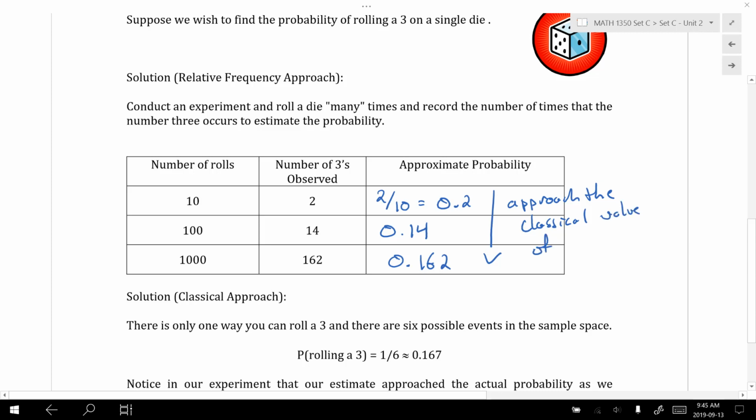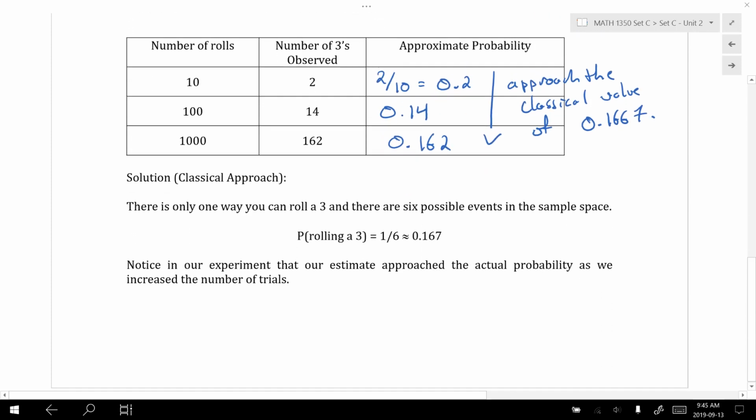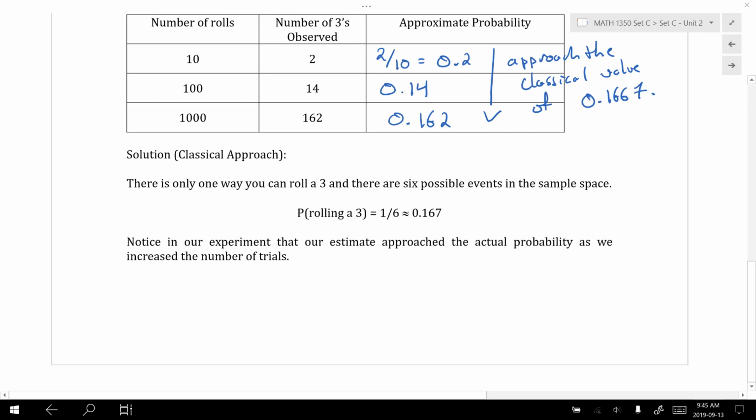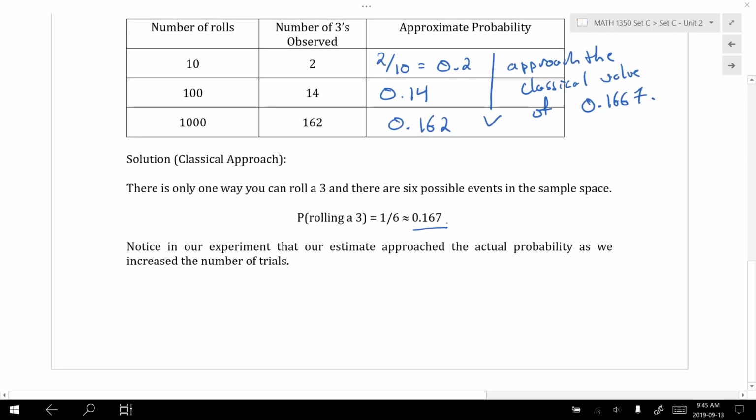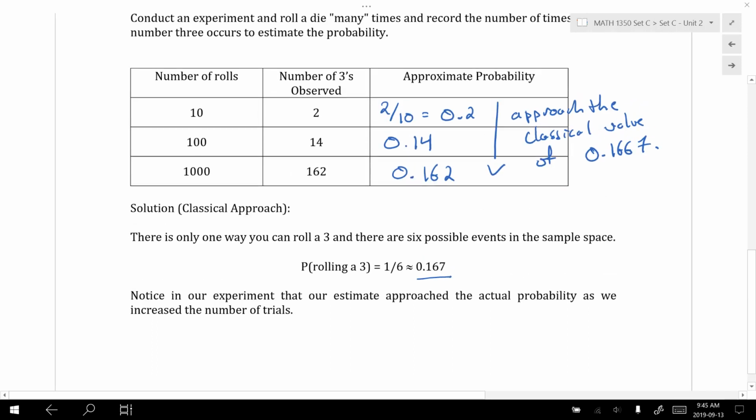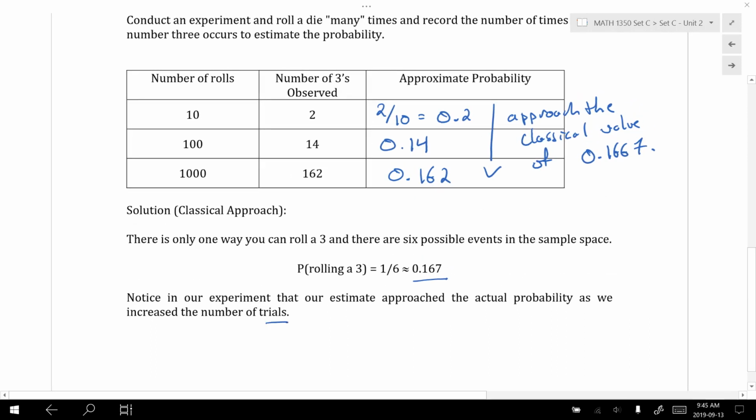We've seen this one already today, so that's 0.1667. We've denoted that here anyway. Oh, I'm breaking the rule in rounding to 3 decimal places. For rolling a 3, 1/6. Okay, and we think things should get better as we increase the number of trials.